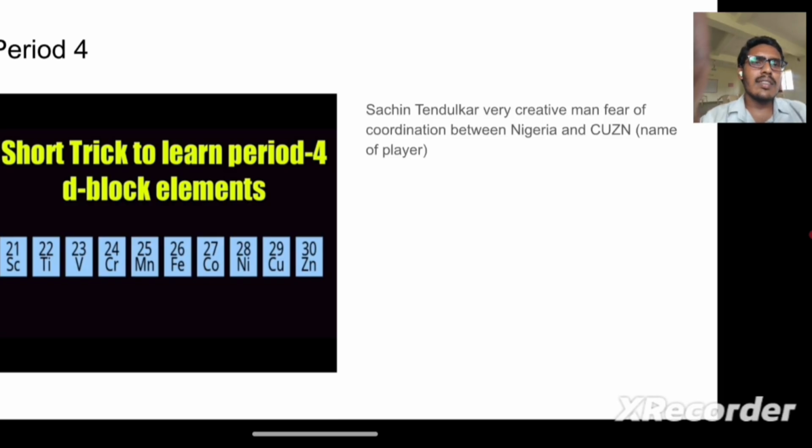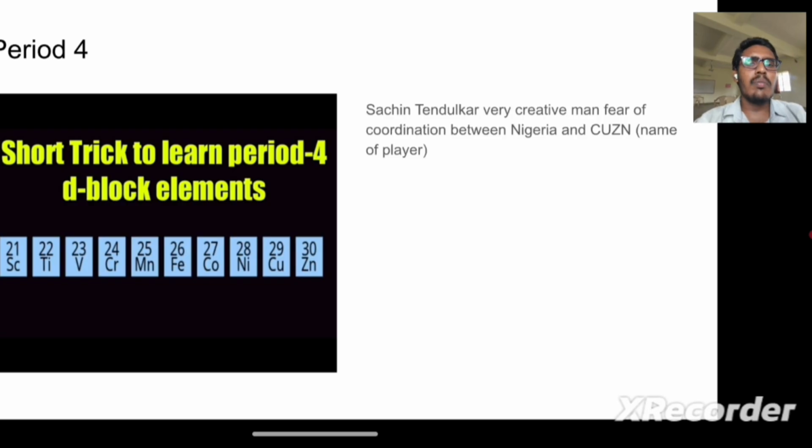So remember, this is the mnemonic. Sachin Tendulkar, very creative man. Fear of coordination between Nigeria and Kuzan. Kuzan is the name of a player, I had mentioned it. I'll repeat it again. Sachin Tendulkar, very creative man. Fear of coordination between Nigeria and Kuzan. Using this mnemonic, you can remember the whole period 4.